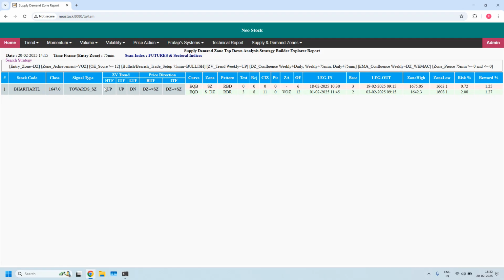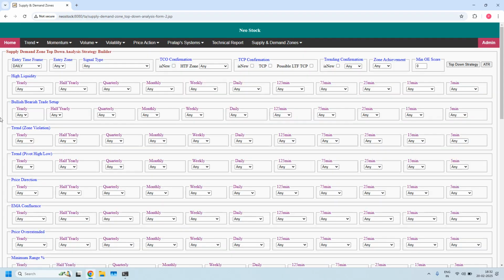So this is about bullish trade setup for weekly income trade. Next, we should look into bearish trade setup for weekly income trade. So entry time frame is 75 minutes. Entry zone is supply zone. And in bullish or bearish trade setup at 75 minutes time frame, we have to select bearish. And we should set 3 filters on this 75 minutes supply zone.